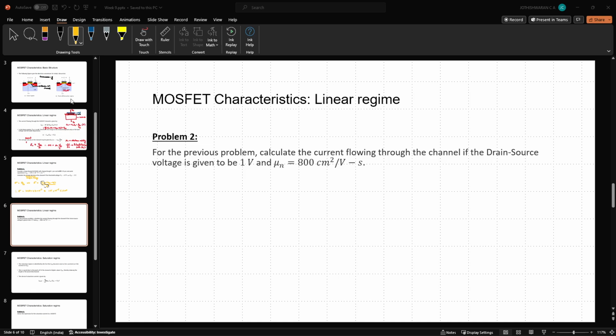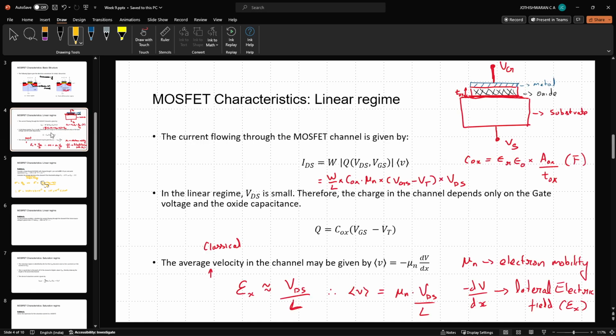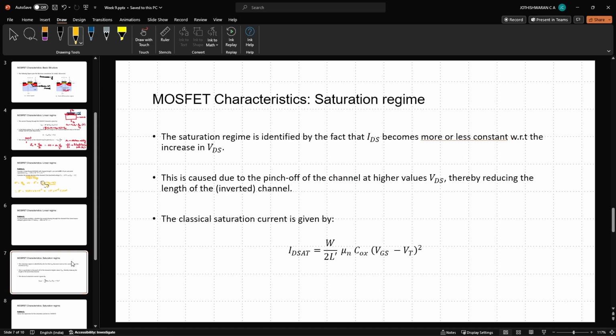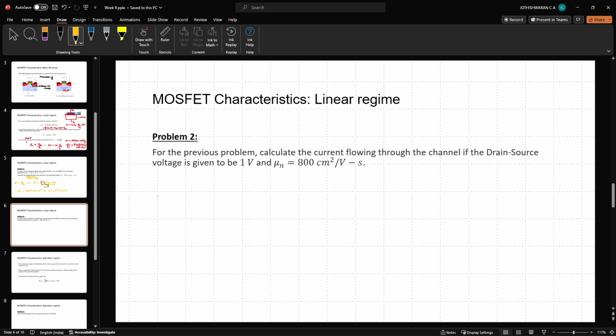So again, going back to our original current expression. So far what we've done is Cox into VGS minus VT. That quantity we already know. All we have to do is multiply by the mobility, VDS and W by L. We know that W by L is 10, so IDS is equal to 10 into our Cox into VGS minus VT, which is 1.5 into 10 to the power minus 6, into the mobility, which is 800. I don't have to write the units because I'm just calculating. This is per centimeter square, which is why these two will get cancelled out.